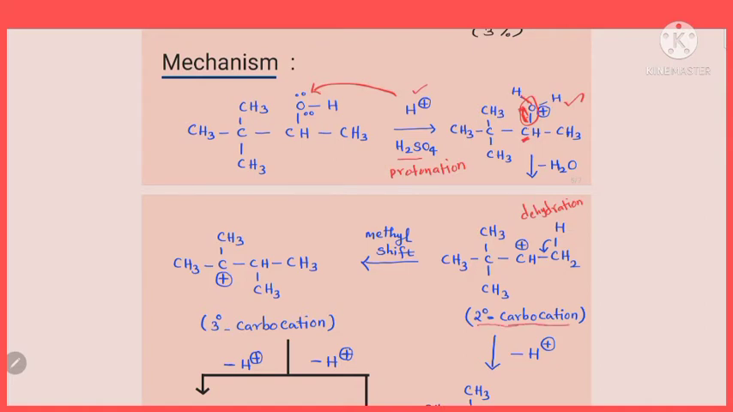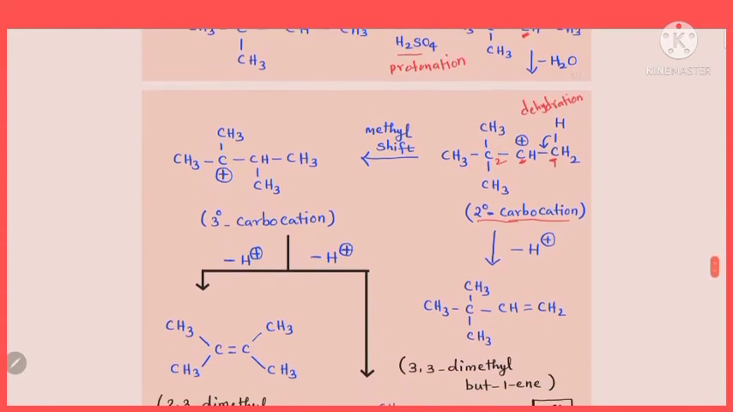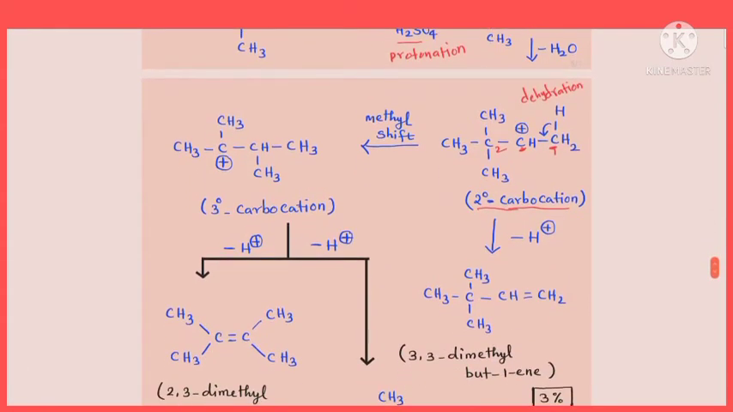You get a secondary carbocation, because this C plus carbon is attached directly to two carbons. This is one, this is another one. So this behaves as a secondary carbocation. Now from this secondary carbocation, a proton can be removed. The next step is removal of H plus, which is deprotonation.